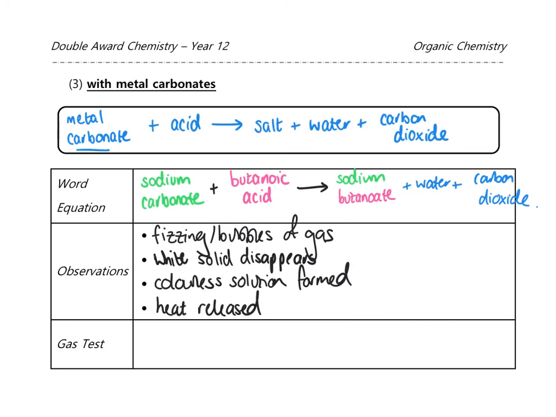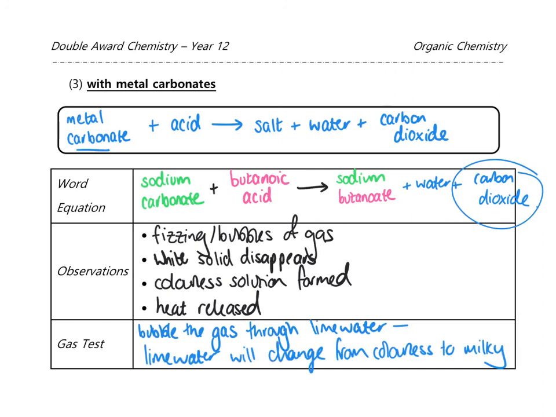And then lastly, just to look at our gas test, well, in this case we're producing carbon dioxide as our gas, so we can't test it the same way as before as we did with hydrogen. And again, this brings us back to our gas chemistry topic. How do we test for carbon dioxide? Well, the test for carbon dioxide is bubbling it through lime water. And what will happen if we pass carbon dioxide gas through lime water? Well, the lime water will change from colourless to milky.